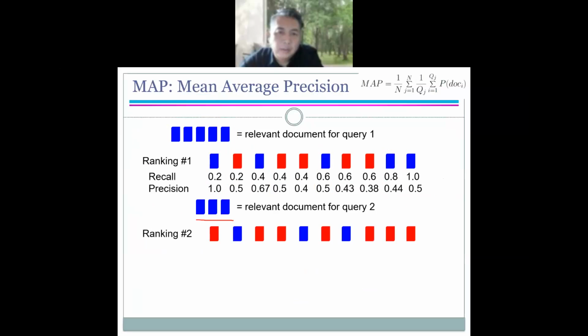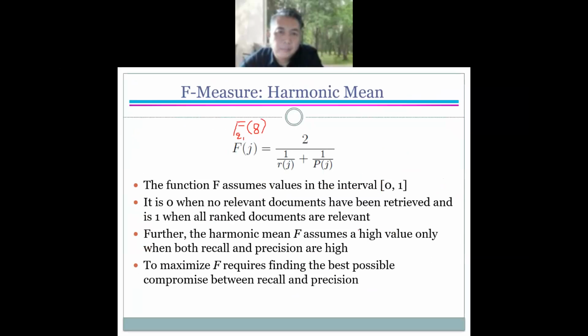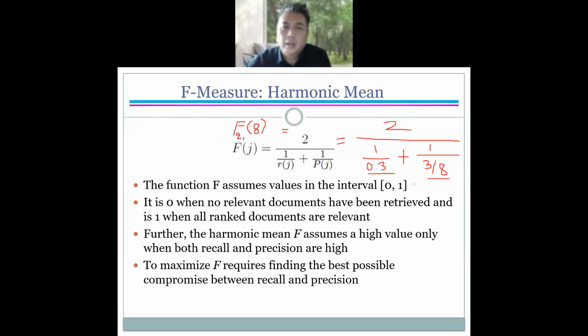To answer that one, we go back here. So this is equivalent to 2. The recall is 30%, right? Plus this is 3/8, as before. Okay, so you just simplify this one.